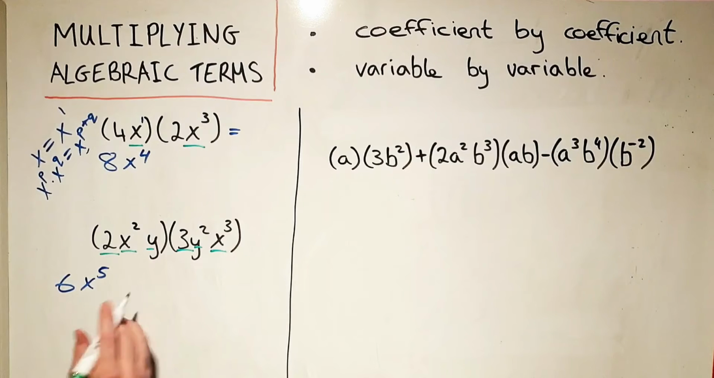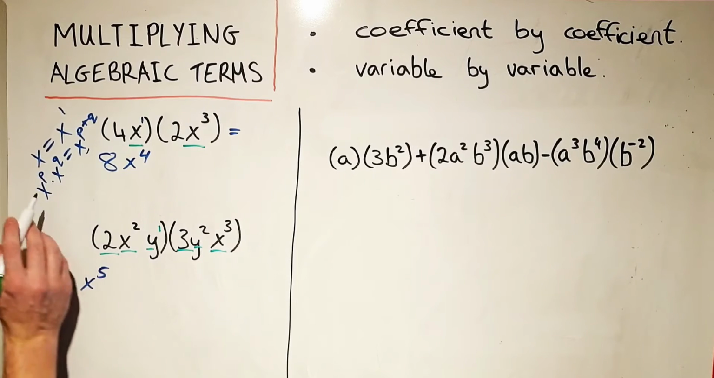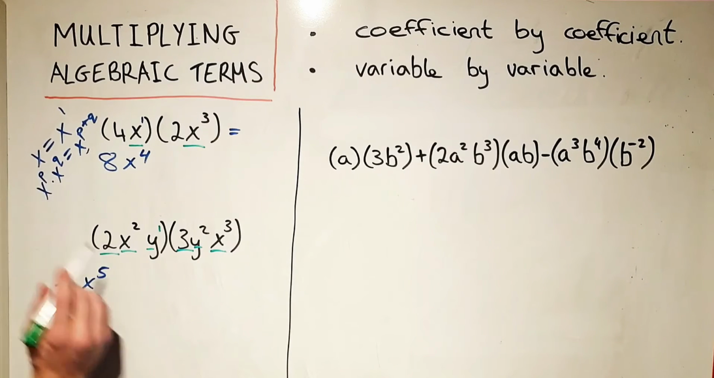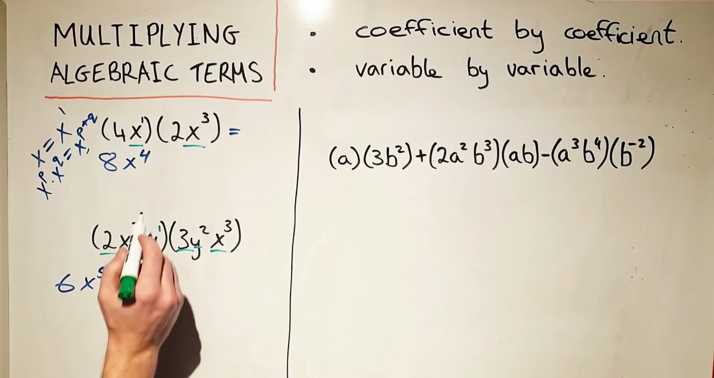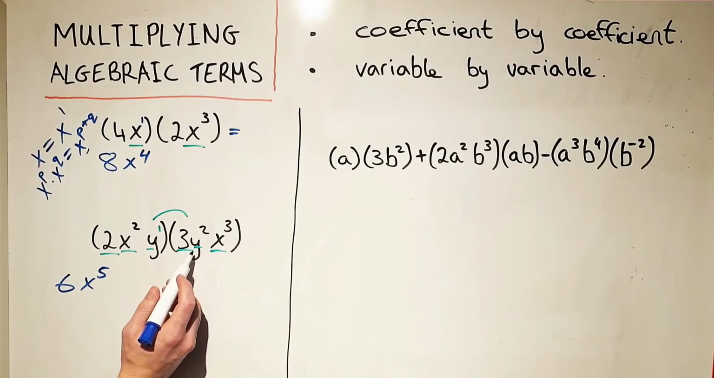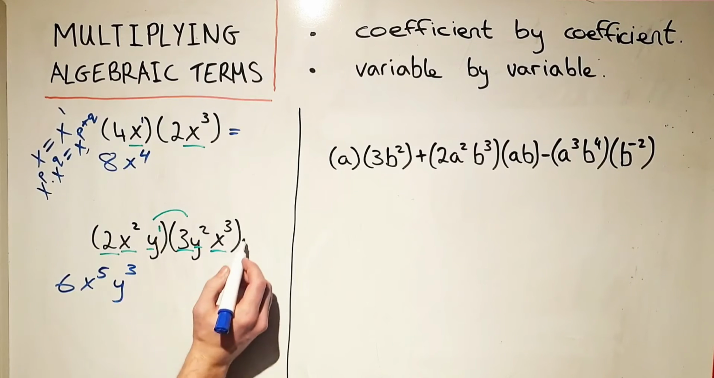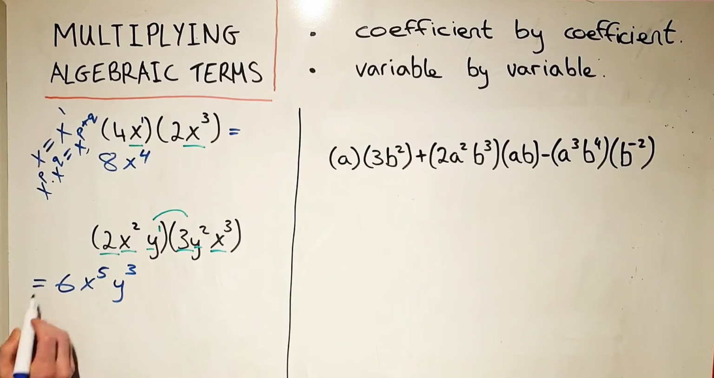So again, if it helps, you can write the y to the 1 here. If it helps you to notice that we're going to be using this rule, x to the p multiplied by x to the q. So then we're multiplying this y to the 1 by this y squared. And that's going to give us y times y squared. It's going to give us y cubed. Sorry, I should put equals there.